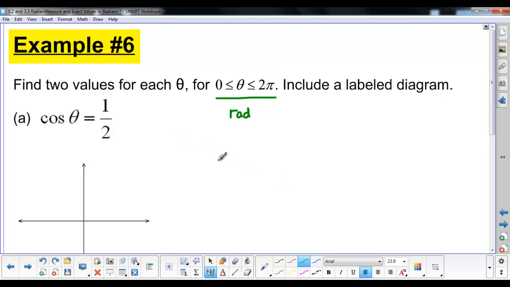Okay, so we're going to do the same thing we did yesterday. So the first thing we did was we took a look at the sign of our ratio. Now 1/2 is positive. So basically we need to determine where is cos positive. So in which quadrants is cos positive? Well, remember our CAST rule.